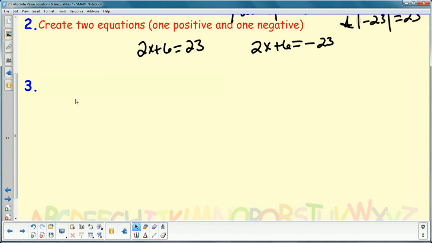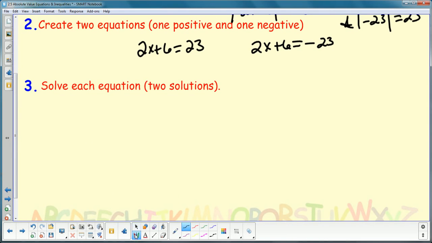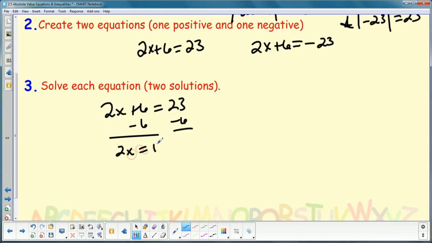So that tells us that this 23 could come from a positive or negative 23. And then to finish off the problem, we are just going to solve both equations. So we should get two solutions. I'm going to rewrite that first one we created: 2x plus 6 equals 23. I subtract 6 from both sides, so I have 2x equals 17. And then I divide both sides by 2. So x is equal to 8.5.